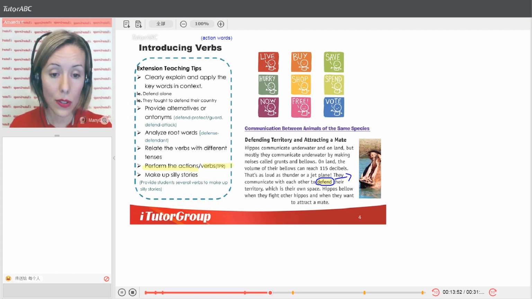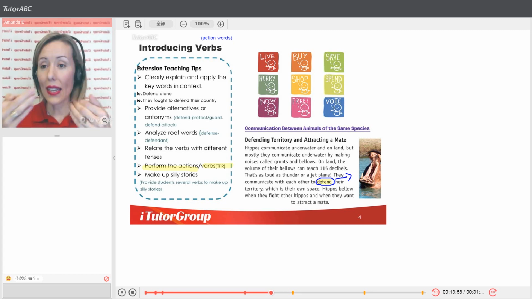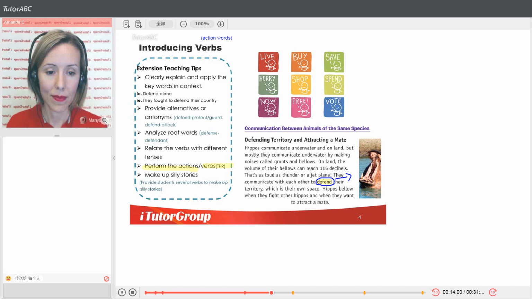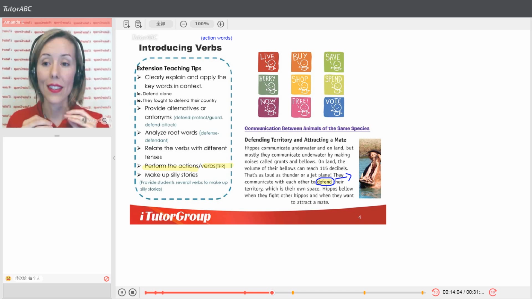So the hippos protect or attack other animals that want to come into their territory. So give a bit of an explanation using different words. Don't keep using defend because they don't know what defend means, but if you use antonyms, they might start to understand.